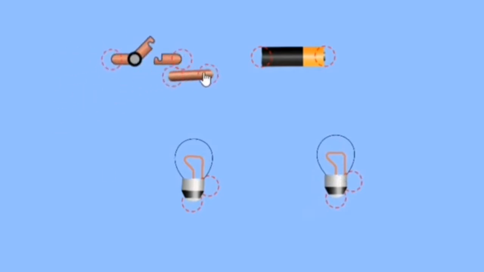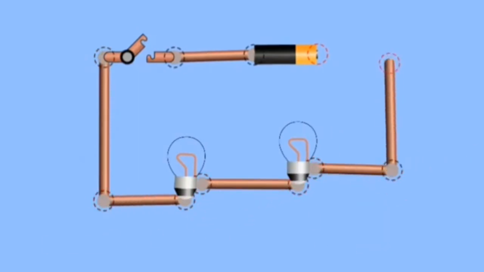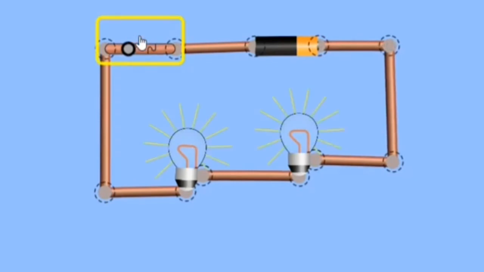Let's now make the same electric circuit. This is the dry cell. This is the first lamp. This is the second lamp. This is the switch. And now we must connect them using the connecting wires. If I close this switch, then the lamps can glow.